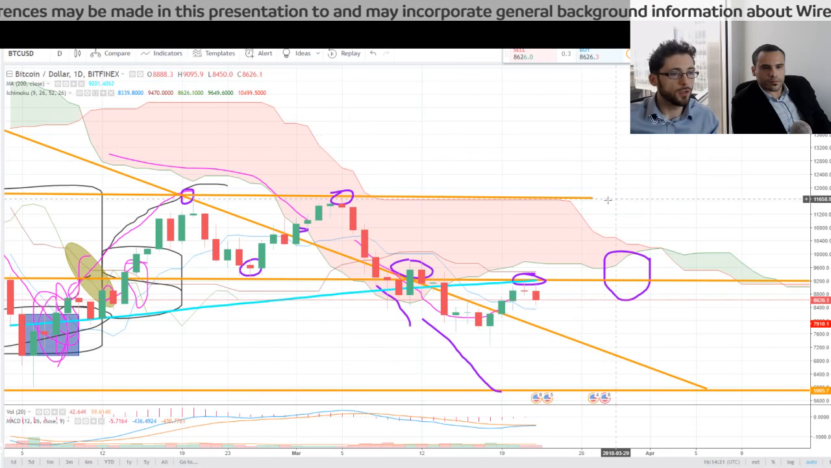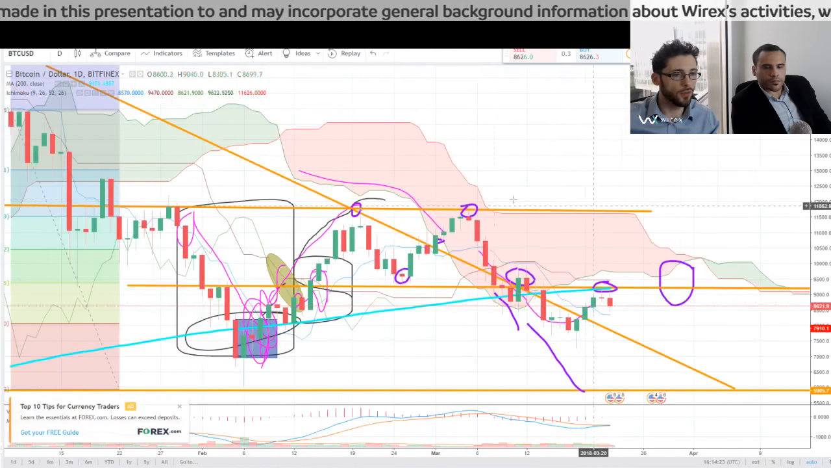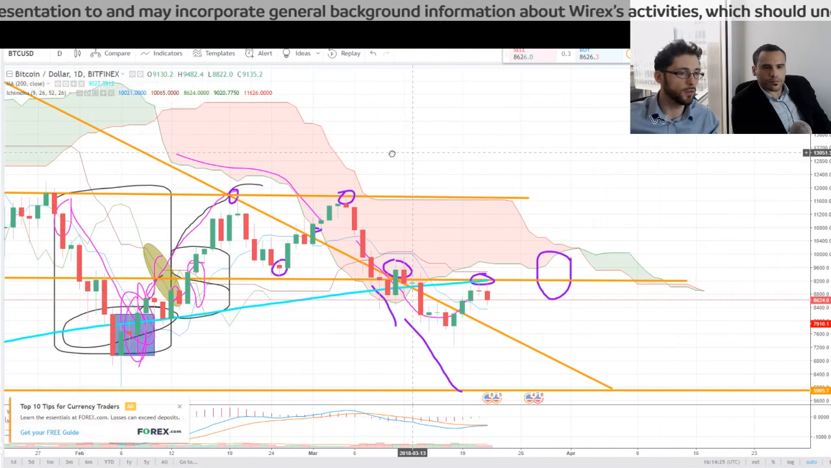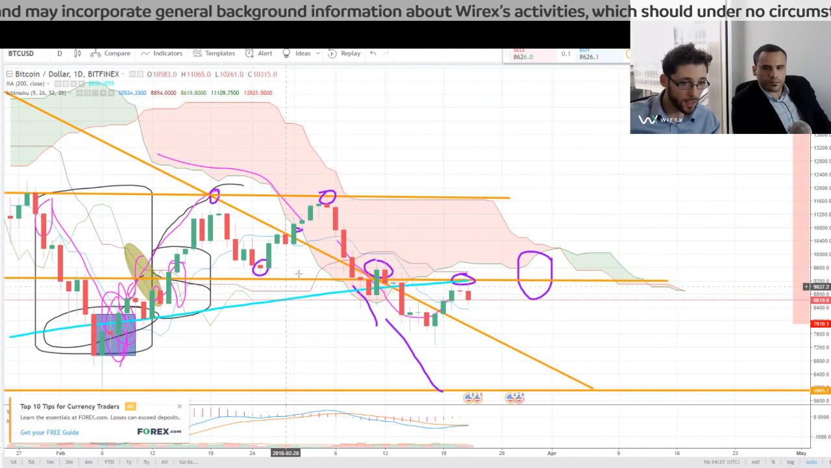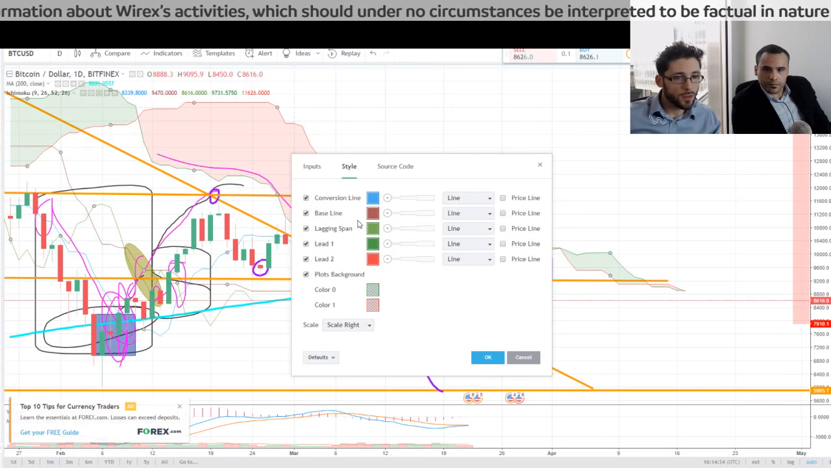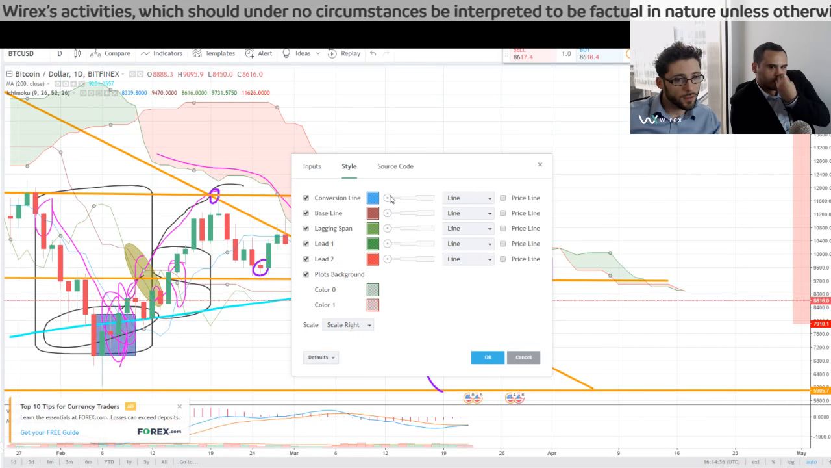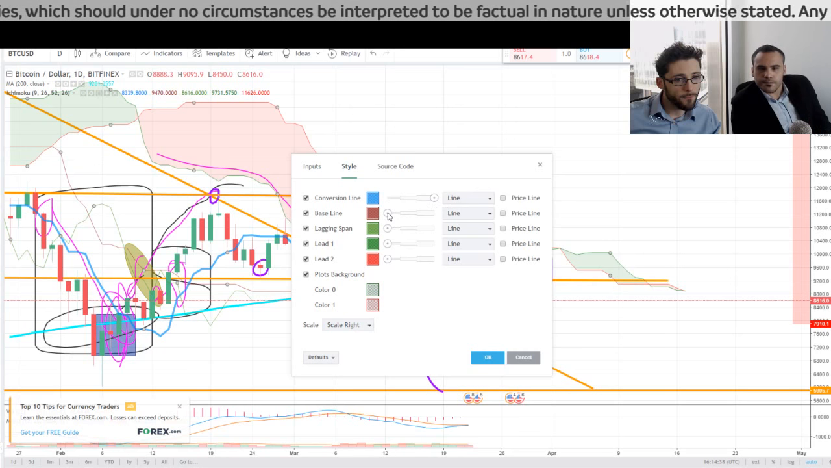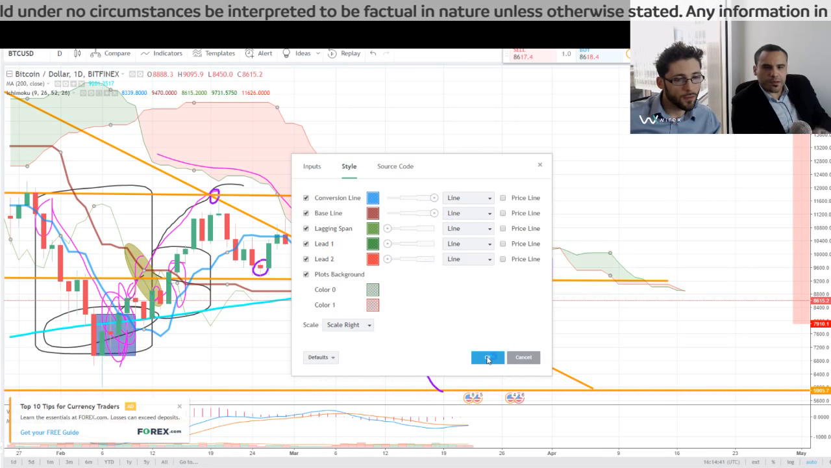And here we go with the Ichimoku, and now we have the cloud formation. We've got our Tenkan-sen and Kijun-sen. I'm going to make those lines bigger actually, so we can see them a bit more. There we are. Maybe change it from blue because the other one is blue.